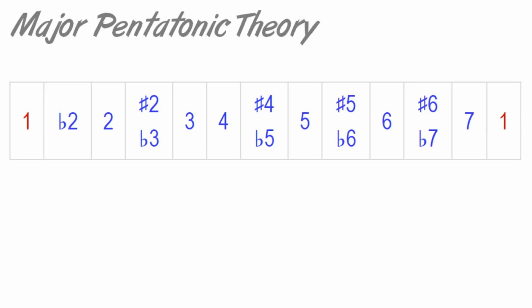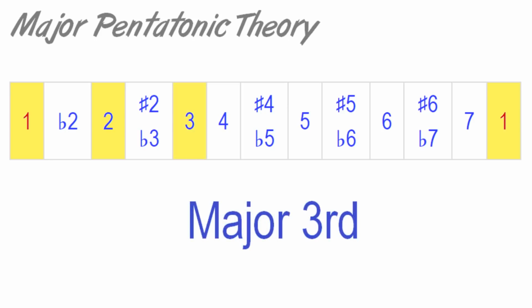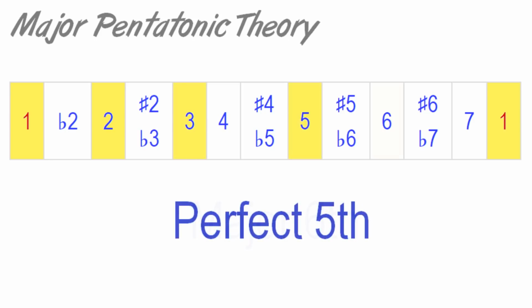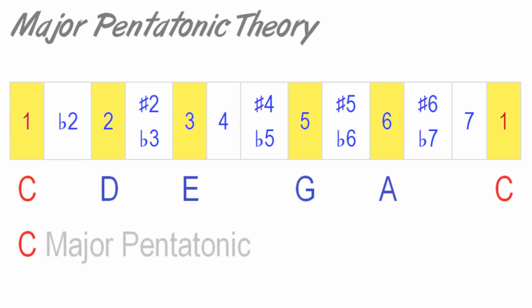A pentatonic scale only uses 5 of the 12 tones that exist on guitar to create the scale. For major pentatonic, these 5 tones are the 1 or root, a major second, a major third, a perfect fifth, and a major sixth. The root of the scale determines the note we indicate before the scale name. So if the root was the note C, we'd be playing C major pentatonic. If the root was E, we'd be playing E major pentatonic, and so on.